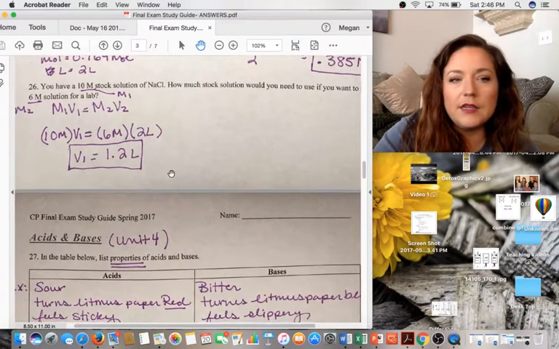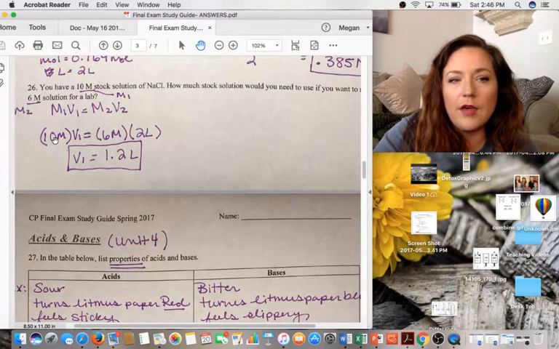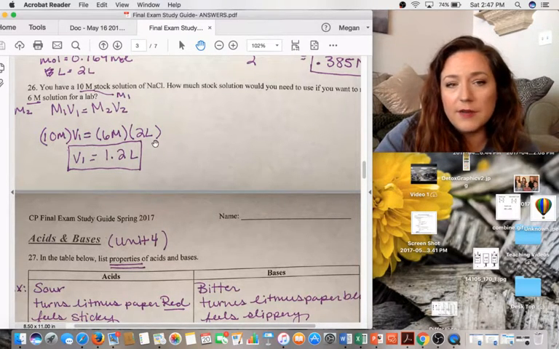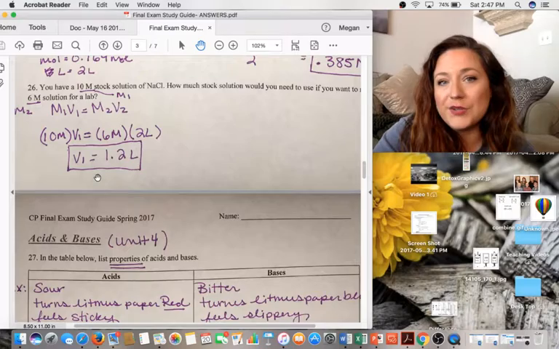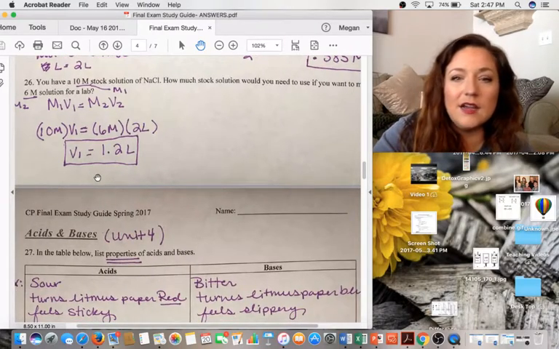So when you set it up with your M1 V1 equals M2 V2, 10 times V1 equals 6 times 2, which ends up being where you have to take 12 divided by 10. I know I missed that step. I was getting excited. So your V1 will equal 1.2 liters. All right.